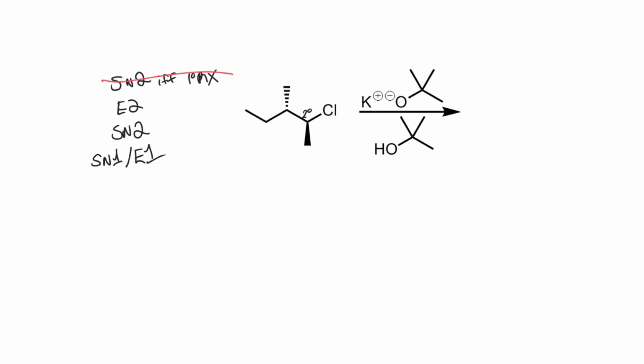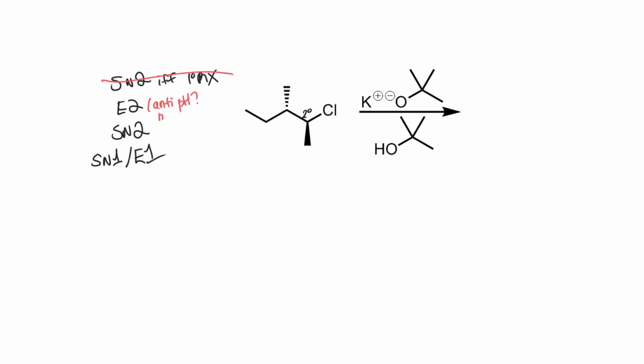Rule that out. Next, I'm going to try to make an E2 happen. These are supposed to be in order of thermodynamic preference, if it's possible. You just have to have the conditions to make it possible. So, can I do an E2? What does an E2 need? I need an anti-beta H.